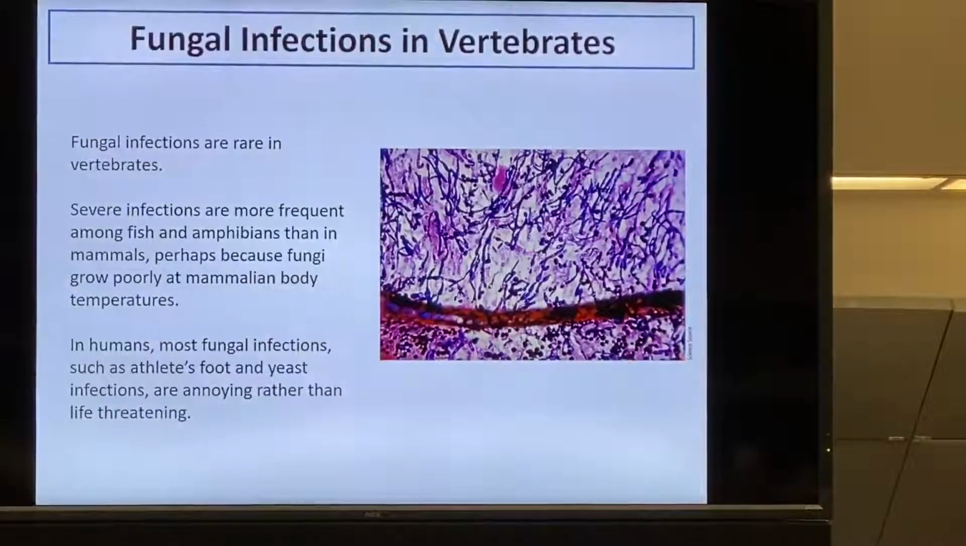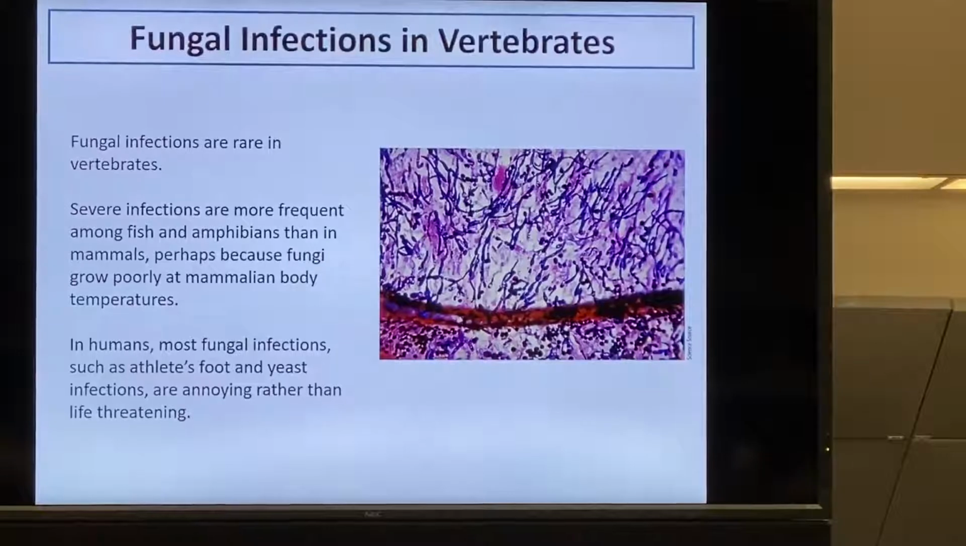And in terms of infections in vertebrates, luckily fungal infections are rare, and in a lot of cases they're usually not life-threatening. I know one of my girlfriends had something called candida. I don't know much about it, but she had some kind of rash for a while. Usually you hear about it in terms of athlete's foot, yeast infections. Right. Was her immune system compromised? Probably.